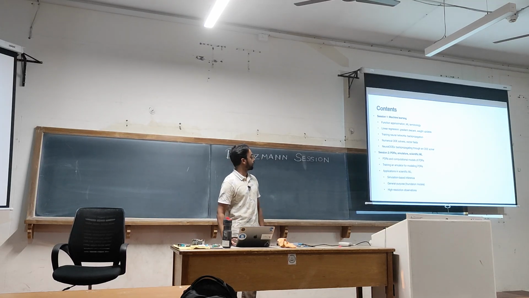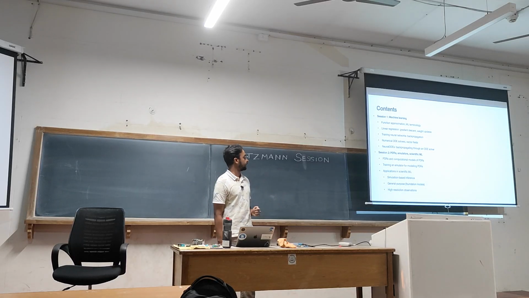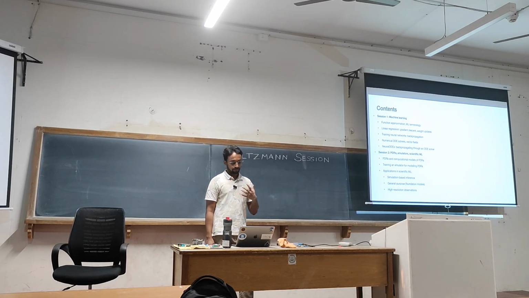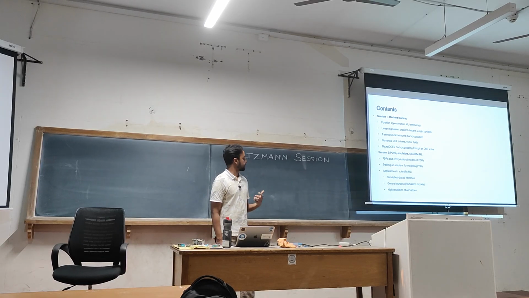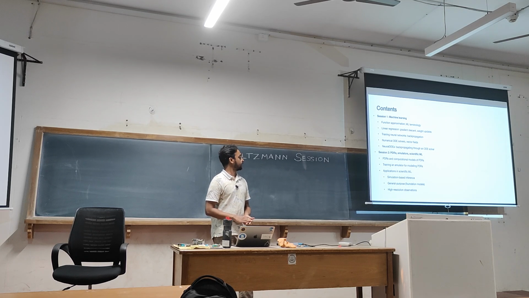The next part will be more about something called photodissociation regions, which is a component of the interstellar medium. Then I'll talk about something called emulators, which are a statistical model that's used to speed up the performance of your modeling software. And then I'll briefly touch upon some applications of emulators and the field of scientific machine learning.